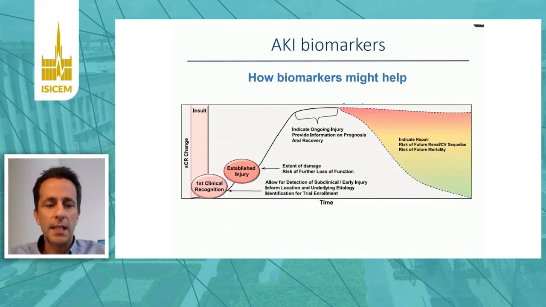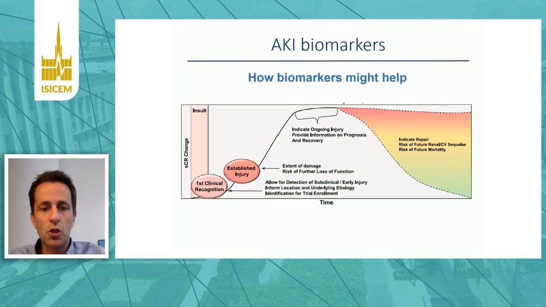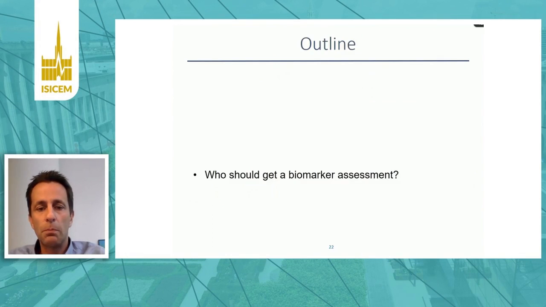So here you can see when we should use damage and functional biomarkers. Initially, we should use damage biomarkers. With these biomarkers, we can detect the subclinical AKI, and later on, when we have reduced kidney function, we should use the functional biomarker. The question is, who should get a biomarker assessment? Should everybody get a biomarker assessment or only some patient population?